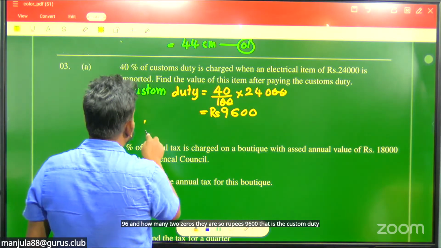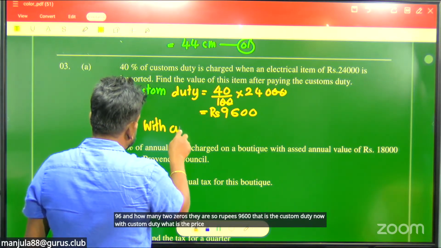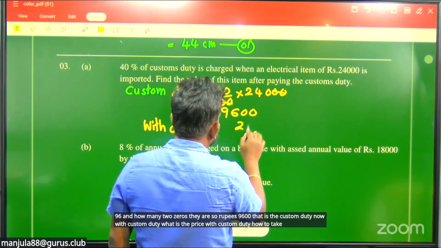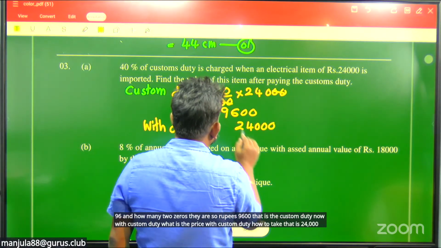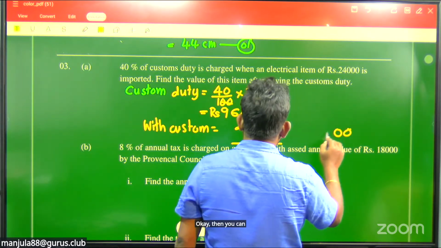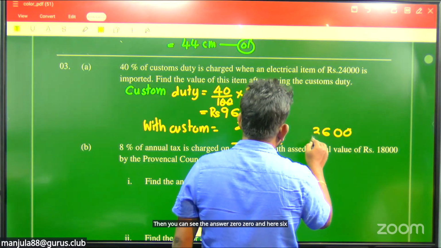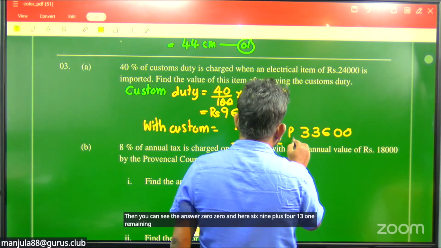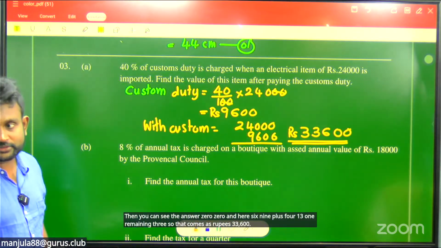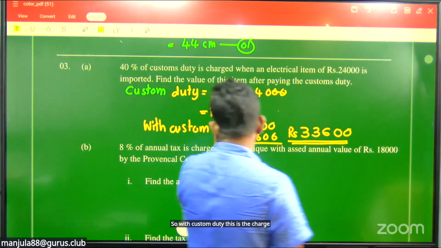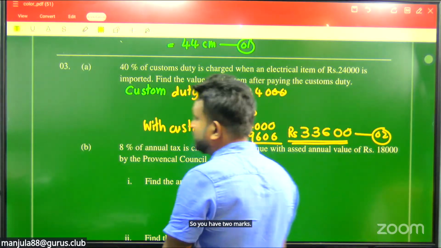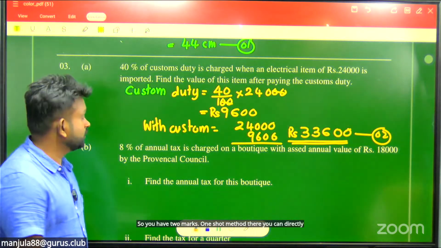Now with custom duty, what is the price? With custom duty, how to take? That is 24,000 plus here 9,600. Then you can see the answer, 0, 0, and here 6, 9 plus 4, 13, 1 remaining 3. So that comes as rupees 33,600. So with custom duty, this is the charge. So you have 2 marks. For the one shot method there, you can directly take the answer.